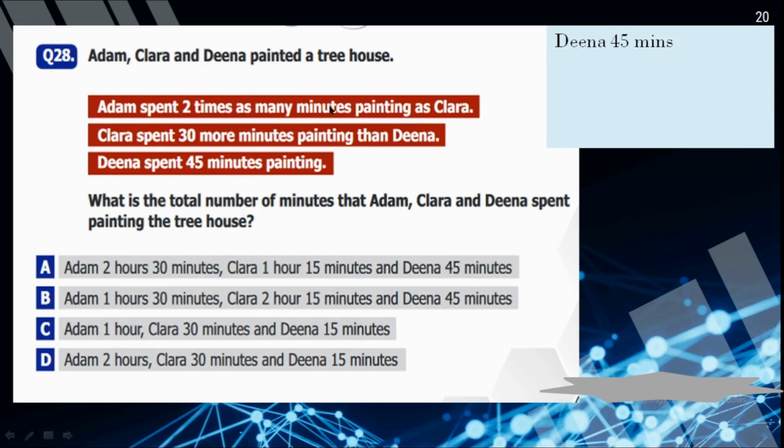Clara took 30 minutes more. So the total time will be 1 hour 15 minutes. And Adam spent 2 times as many minutes. So we will just double the time of Clara, which is 2 hours and 30 minutes. So if we check our option A, according to this, Adam took 2 hours and 30 minutes. That's true. Clara took 1 hour and 15 minutes. That's also correct. And Dina took 45 minutes. So A is our correct option.